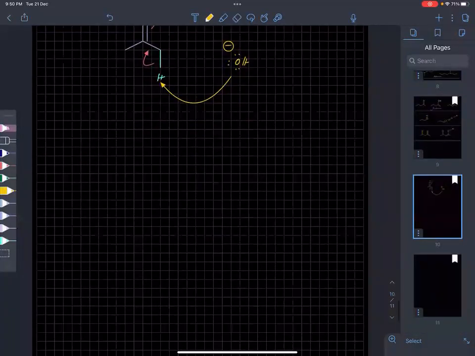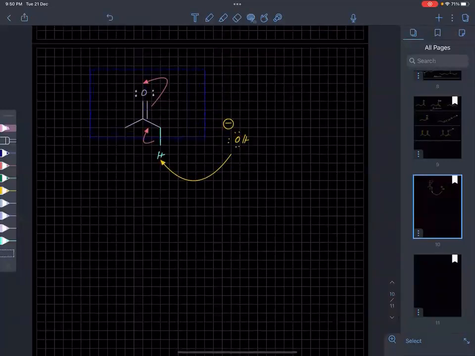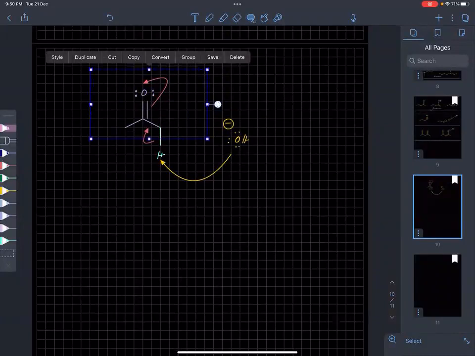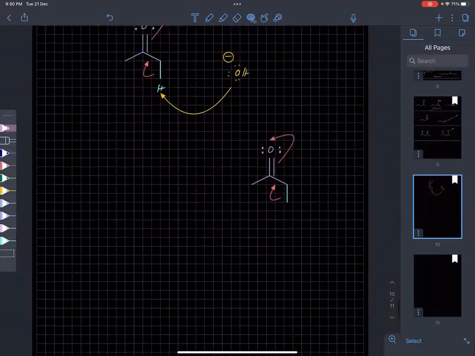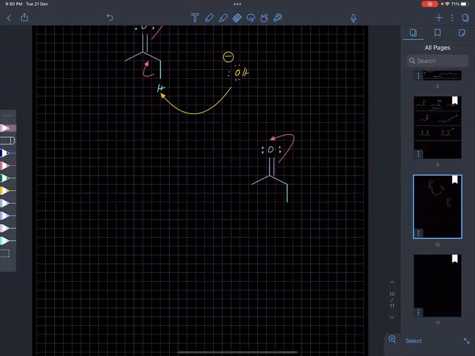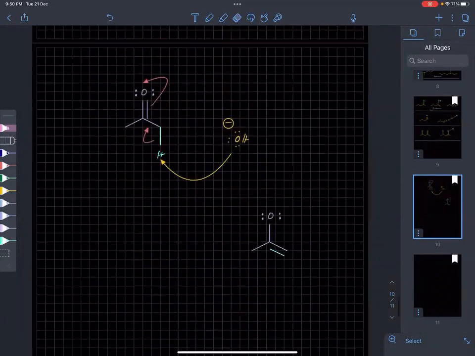You'll get an enolate. How will the enolate look? Like this. See, I'll make this into a pi bond, and this will become a lone pair. Are you understanding?